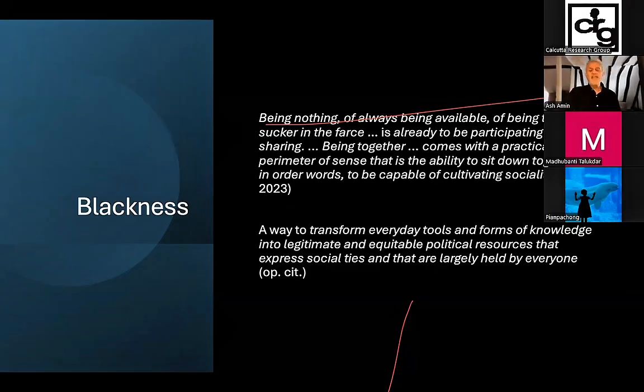Reflecting on the post-colonial African condition of being nothing, of always being available, of being the sucker in the farce, Abdoumaliq Simone reminds us how in this condition, being, I quote, "is already to be in the midst of sharing, of already participating, not to simply reside in a solitary crowd. It comes with a practical sense to sit down together," in other words, to be capable of cultivating sociality. This way of being offers a possibility, I quote again, "to transform everyday tools and forms of knowledge into legitimate and equitable political resources that express social ties, largely held by everyone."